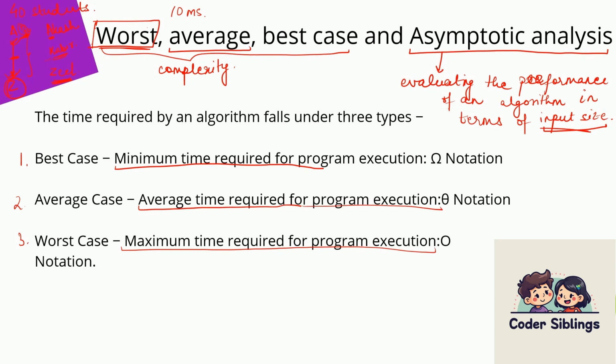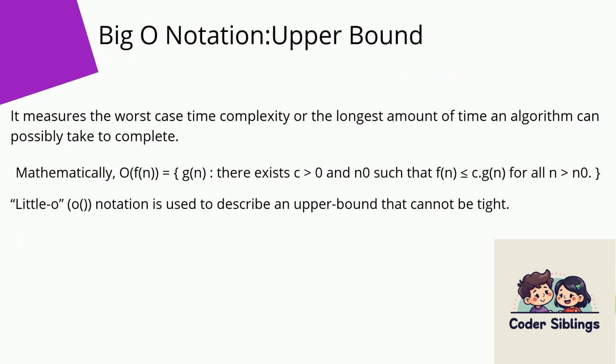So, let us understand all of these three notations in detail. Big O notation, firstly, denotes the upper bound of an algorithm, meaning that it bounds the function from above, the worst case, right?